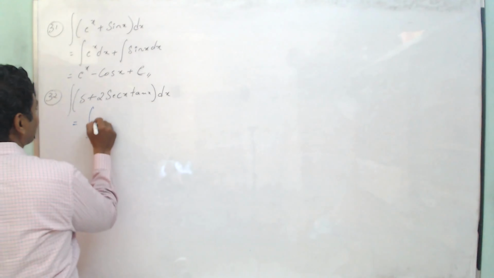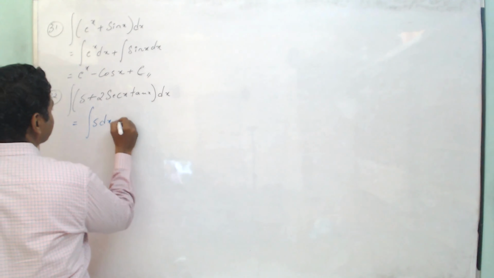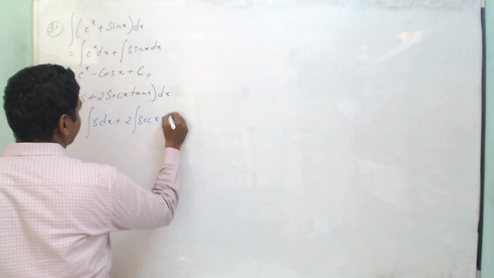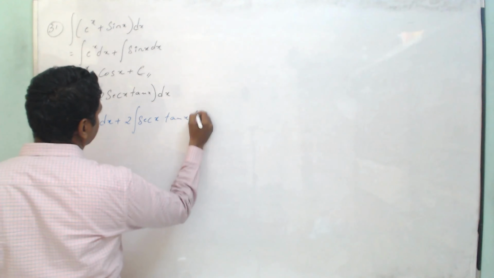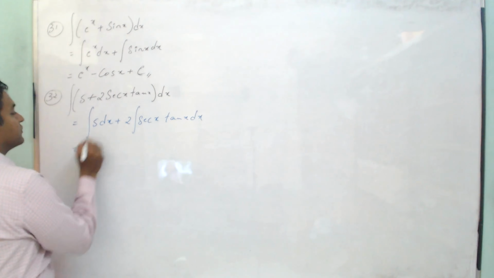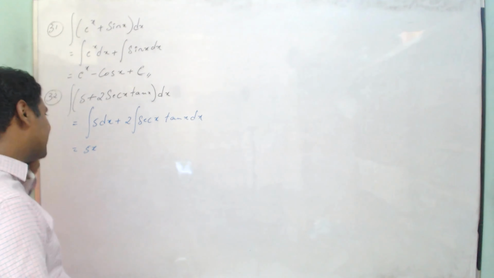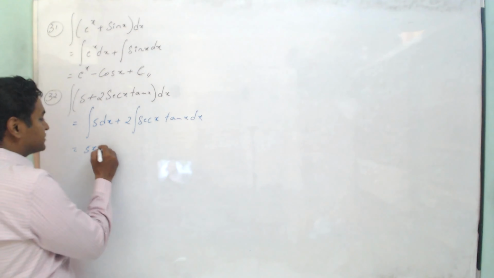So integral of 5 dx plus integral of 2 sec x tan x. I will take the constant outside. So first is anyways 5x. 5 dx का इंटीग्रल होता है 5x plus 2.